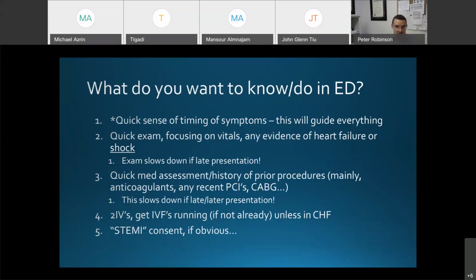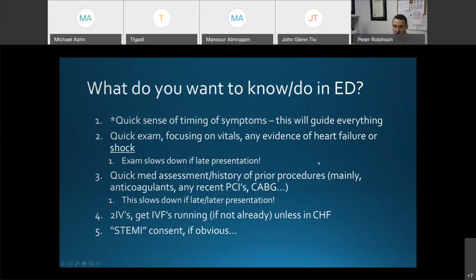Quick sense of timing of symptoms, as we just talked about, this will guide everything. And there's a difference between hearing a story of, oh, he's been having chest pain for 2 days, and getting a story that, well, yeah, it's been coming and going for 2 days, whereas, no, Monday night, I had this horrible chest discomfort. It hasn't stopped since. And now we're talking about Wednesday morning. That's a much different story, right? The history is everything.